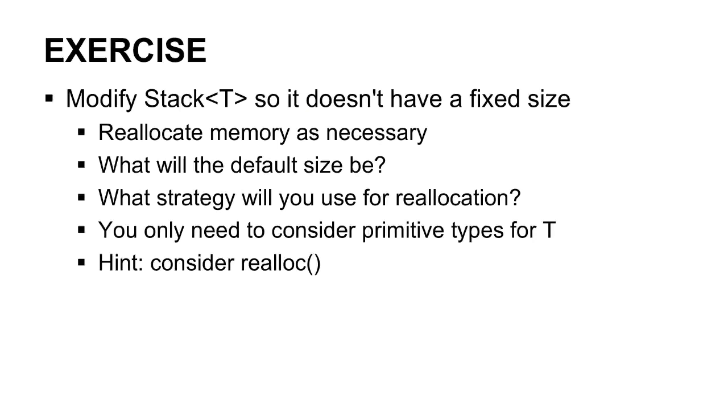So as an exercise to test out what you've learned about template classes, modify your stack so that it doesn't have a fixed size. You'll need to reallocate memory as necessary. So what will the default size be, and what strategy could you use for reallocation? You only need in this exercise to consider primitive types for T and not classes. And as a hint, if you're thinking about reallocating memory, consider the realloc function.